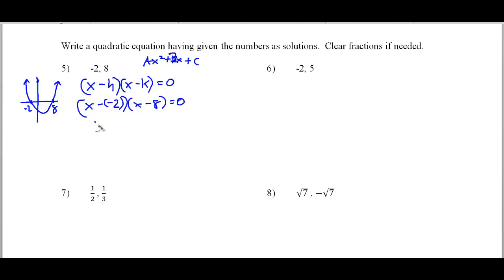Now to simplify this a little bit, this is going to be x plus 2 and this is going to be x minus 8 equals 0. Now all we need to do is FOIL to find my answer. So x times x is x squared. X times negative 8 is negative 8x. 2 times x is 2x. And 2 times negative 8 is negative 16 equals 0. Simplify the middle terms: x squared minus 6x minus 16 equals 0.